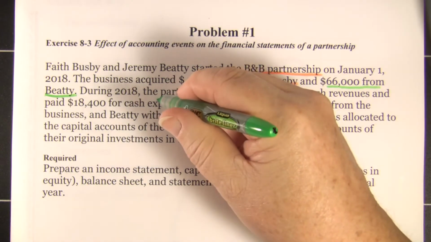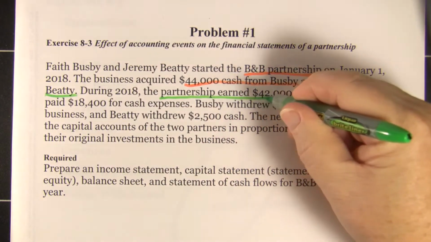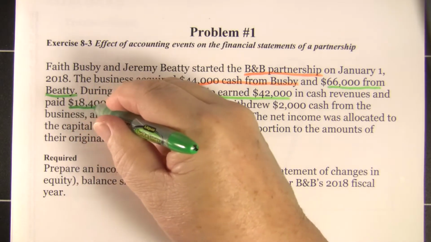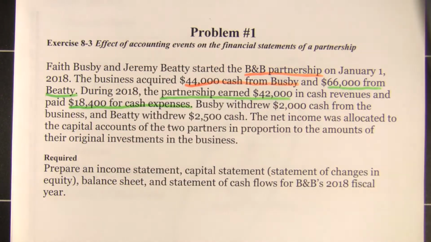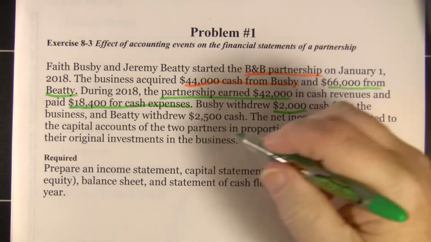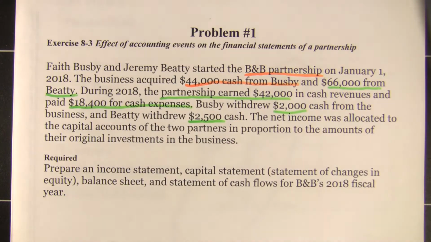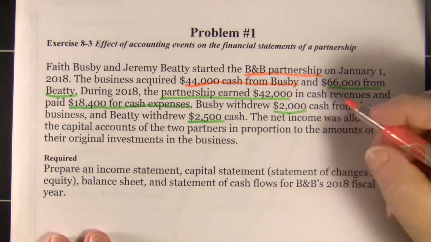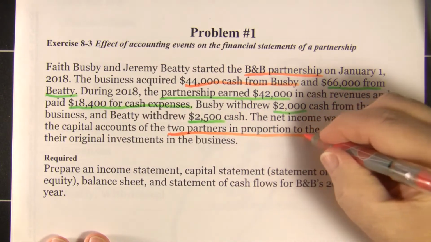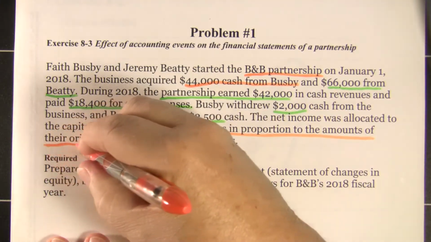The partnership earned $42,000 in revenues, paid $18,000 for cash expenses. Busby took $2,000 and Beatty took $2,500. The net income was allocated. Now here you got to learn accounting terms. Not tough, you just have to learn them. Was allocated to the partners in proportion to their ownership.